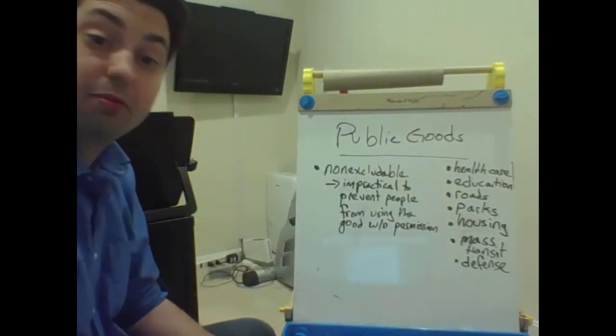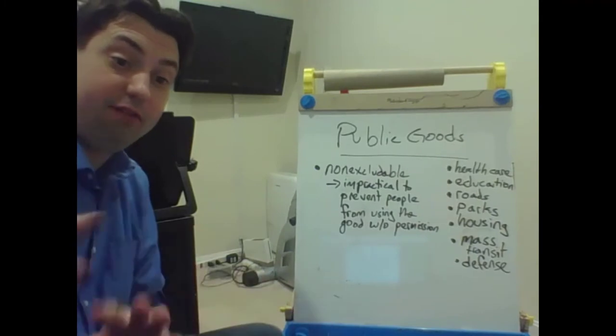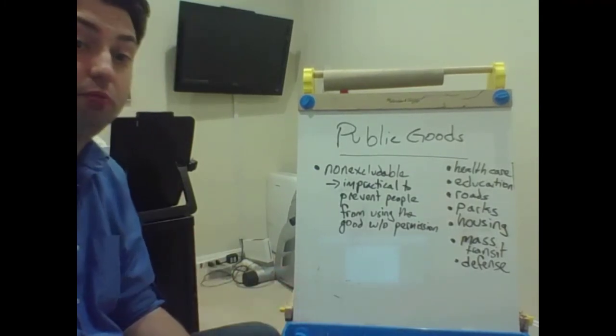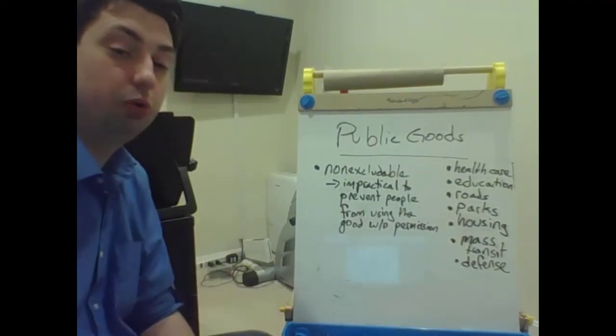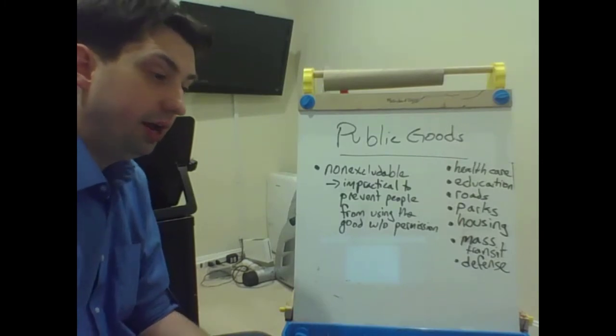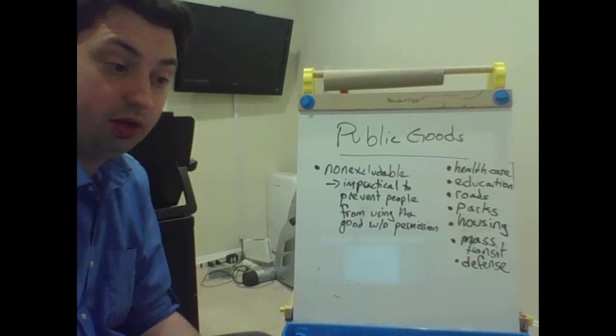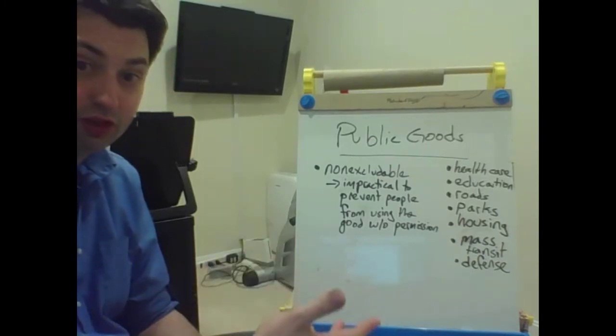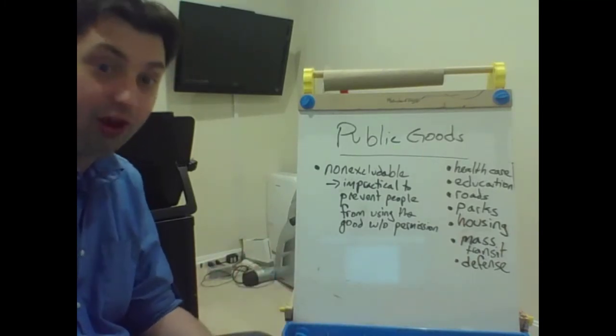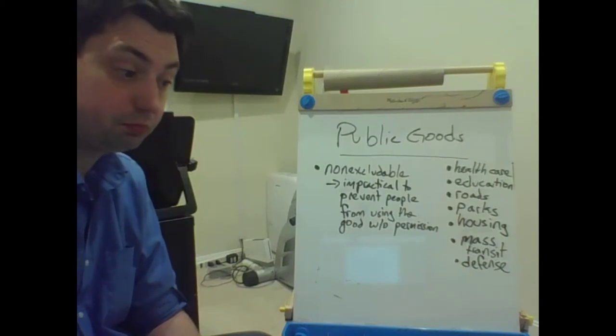Some goods are excludable. In fact, most goods are excludable. I have a laptop. I can prevent you from using that laptop because it's mine. I can hold on to it, and I can put an access code on it so you can't get to it. I have a house. I have keys to the house. It is practical. It is cost effective to prevent people from using it.